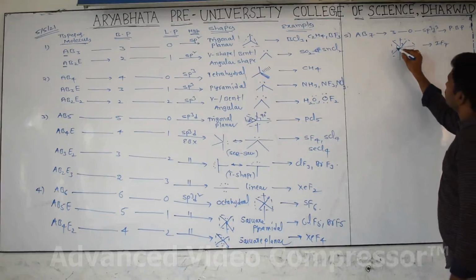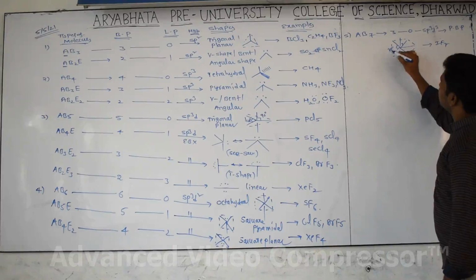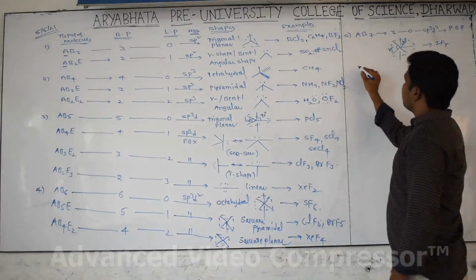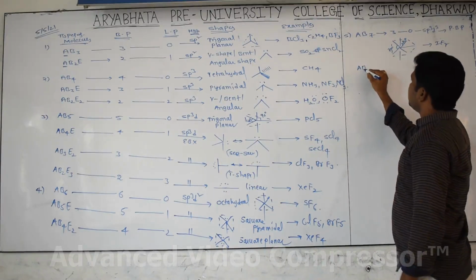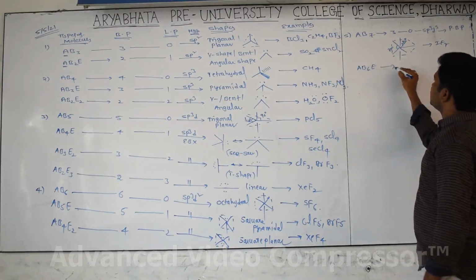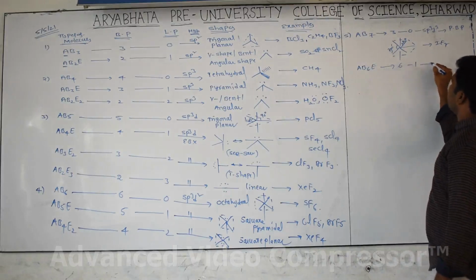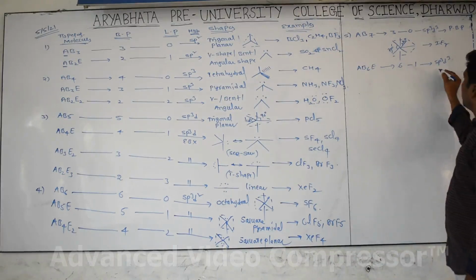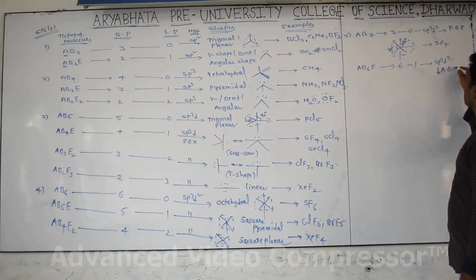The equatorial bonds make an angle of 72 degrees, and the axial bonds make an angle of 90 degrees. Now I will take one more example under this, AB6E, meaning 6 bond pairs and 1 lone pair, with sp3d3 hybridization. Then which bond has to be cut? We have to cut the axial bonds only.